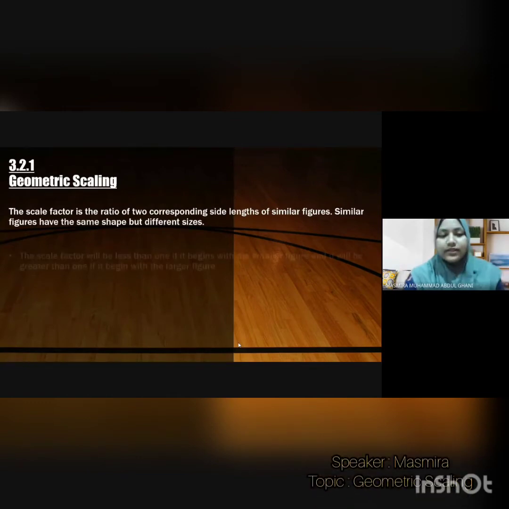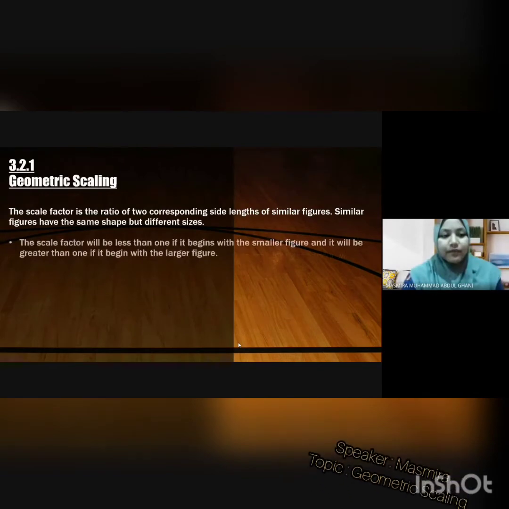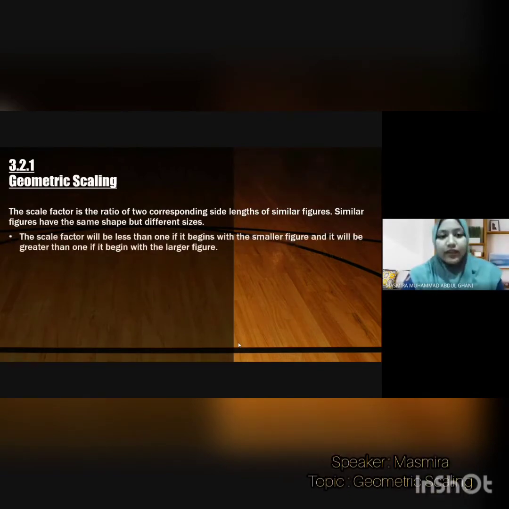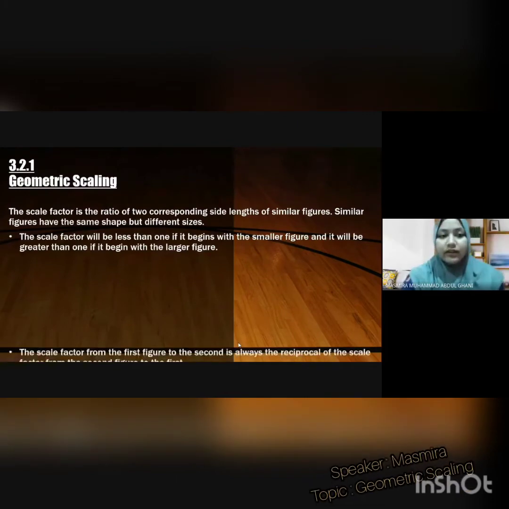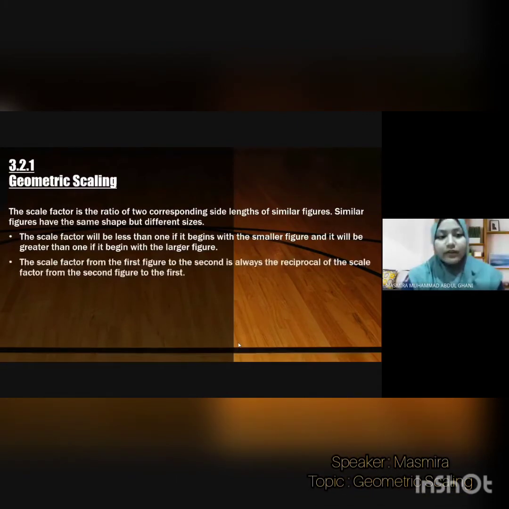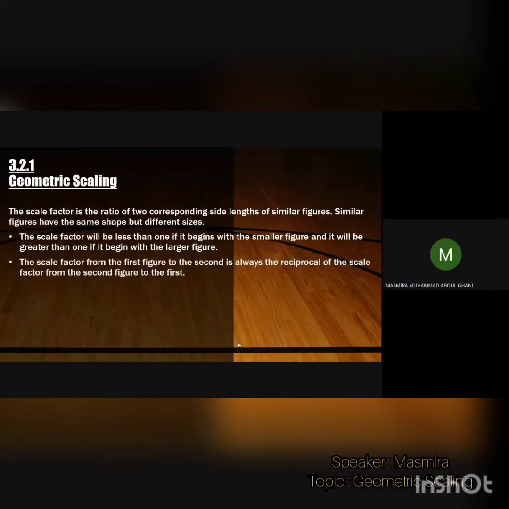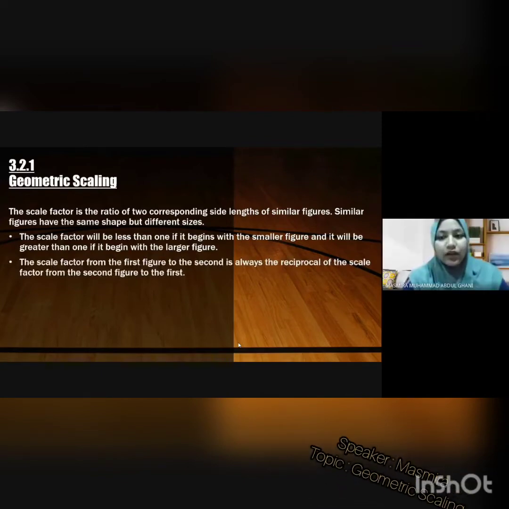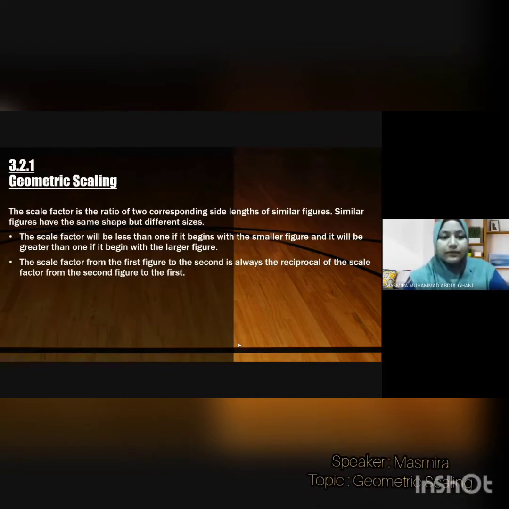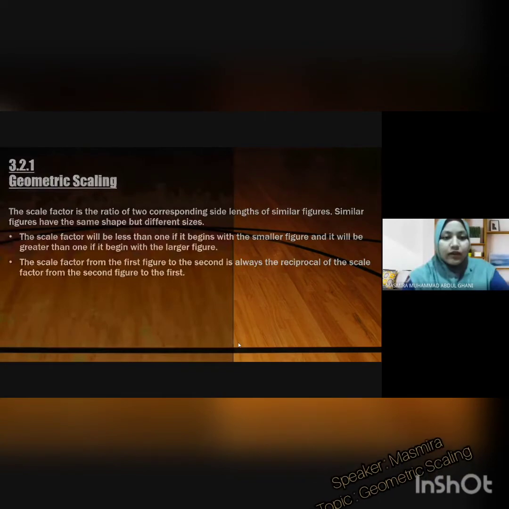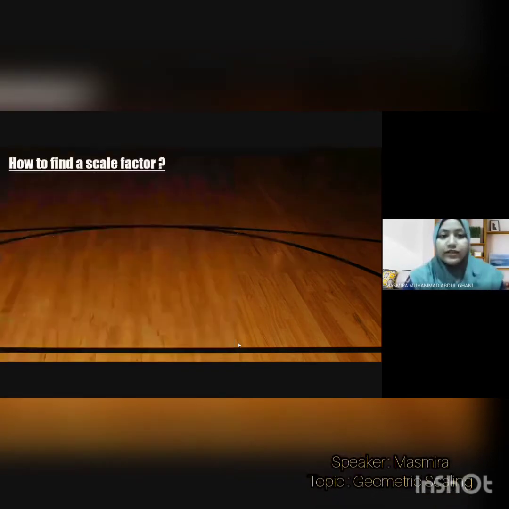The first point is that the scale factor will be less than 1 if it begins with the smaller figure, and it will be greater than 1 if it begins with the larger figure. The next point is that the scale factor from the first figure to the second is always the reciprocal of the scale factor from the second figure to the first. And then I will show you how to find a scale factor.